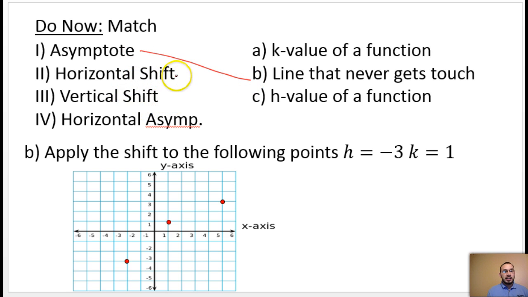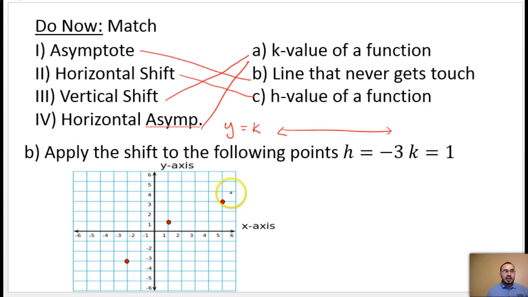Horizontal shift: when we're dealing in general form, our horizontal shift is given to us by our H value. H for horizontal. And then we have vertical shift. Our vertical shift is given to us by the K value. And the last one we have is a horizontal asymptote. Horizontal means side to side. That value is given to us by the K value as well. If we think about it in terms of graphing, we know that y is equal to our K value, and that's how we get our horizontal asymptote.